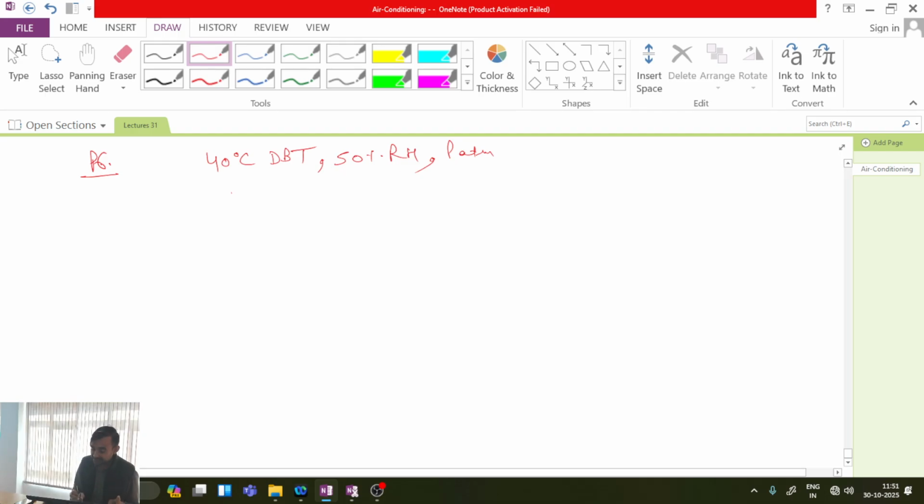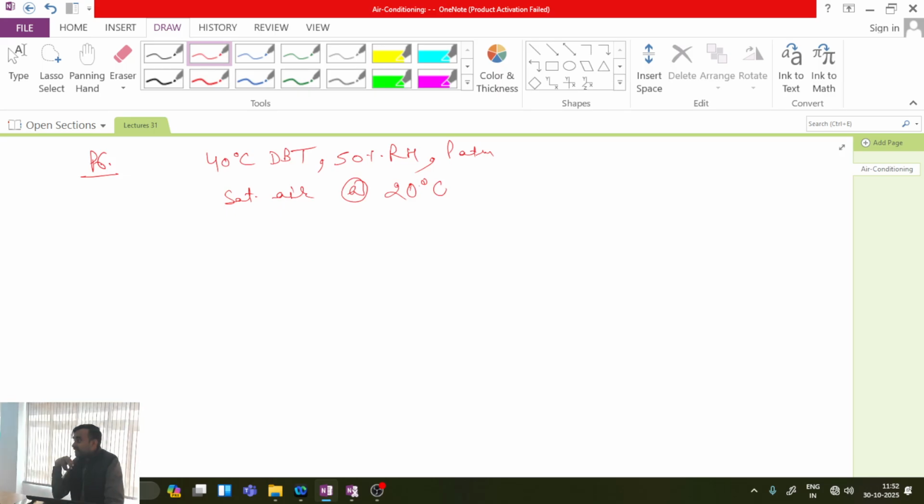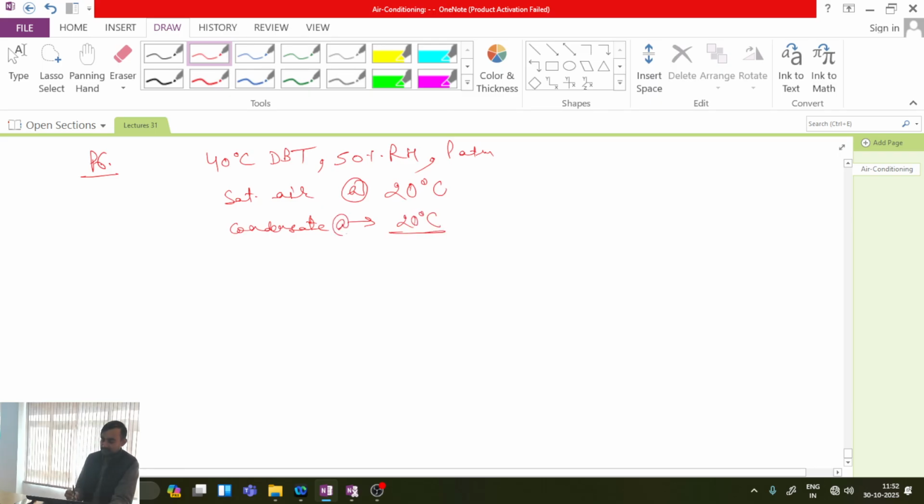So exit state is saturated air at 20 degrees Celsius. This is the exit state. The condensate also leaves at 20 degrees Celsius. What it means? When this air is getting saturated, some amount of liquid is also forming. And whatever condensate is forming, that condensate is also leaving the coil at 20 degrees Celsius. Is this one clear? What it means?